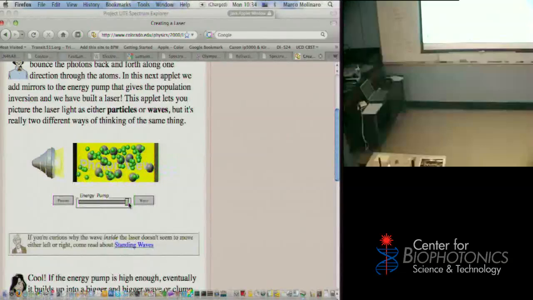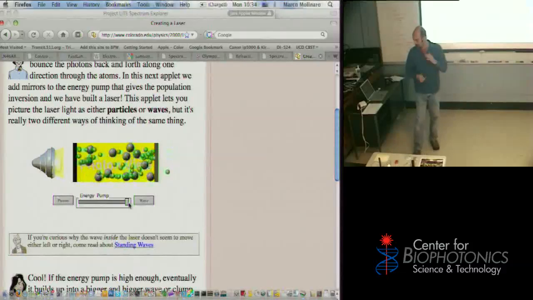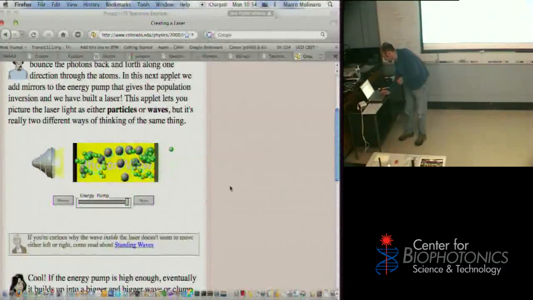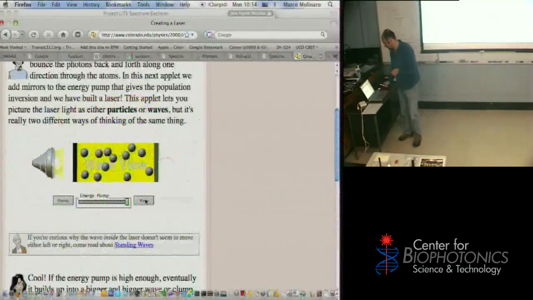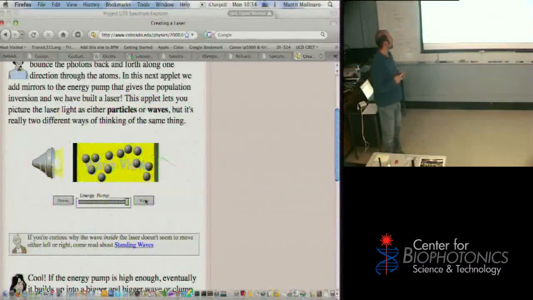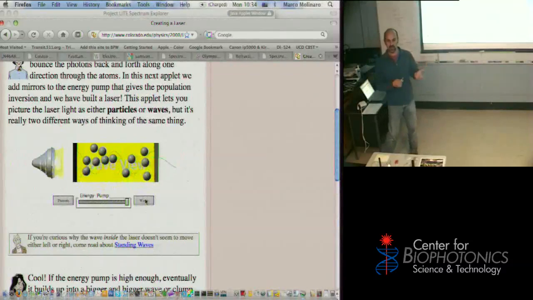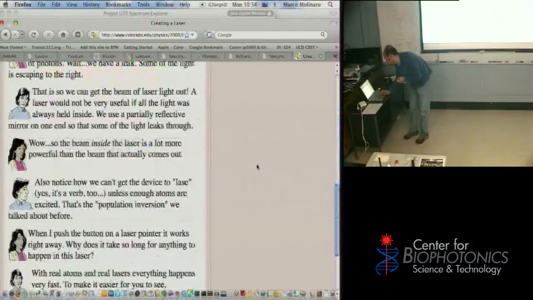Now, I have a more elaborate simulation for those of you who want to see it. I'm not going to show it today, but if you're interested, I can tell you where to find that. And there's different ways you can look at this. You can also look at it as waves. Those are the photons, and there's higher energy inside, but some energy gets out, and a wave gets to escape. The wave view is a little bit more complicated, a little bit harder to understand.